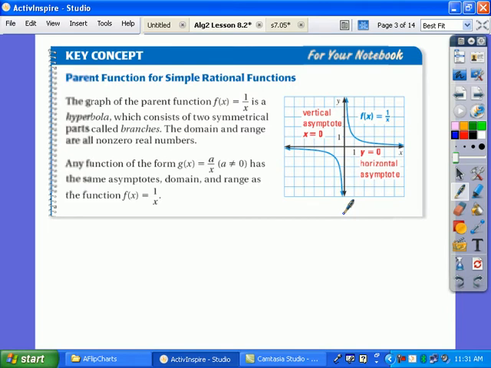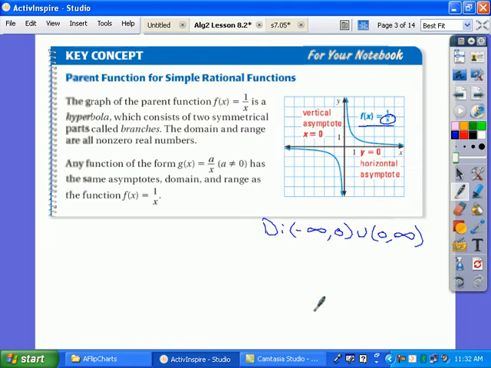And in this graph, y equals 1 over x, the domain goes from negative infinity to 0, but not including 0. And from 0 to infinity, not including 0. What we're saying is, look, I can't plug 0 in because it's going to make the denominator 0. We're not allowed to have 0 in the denominator.